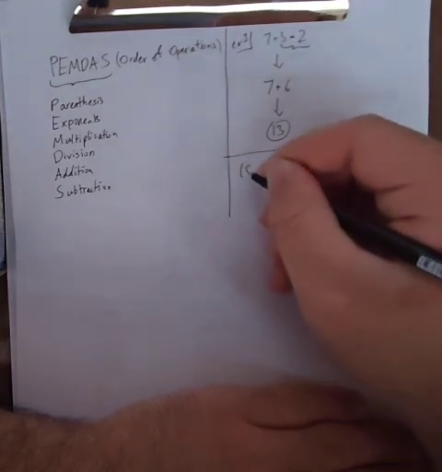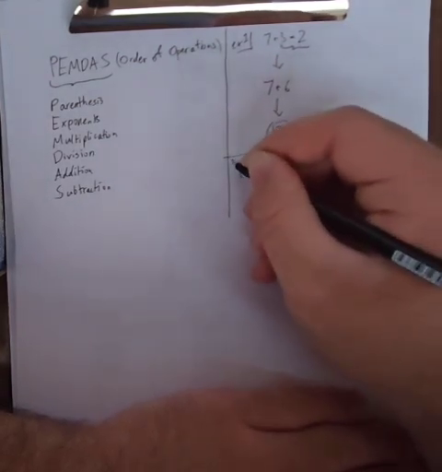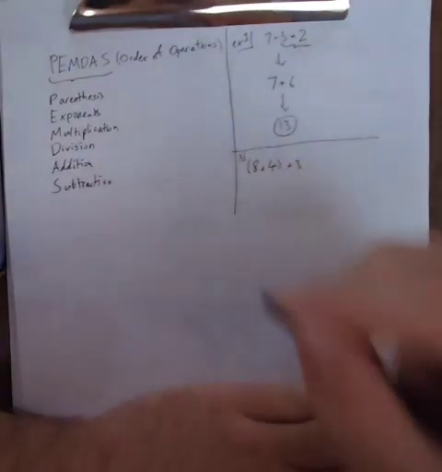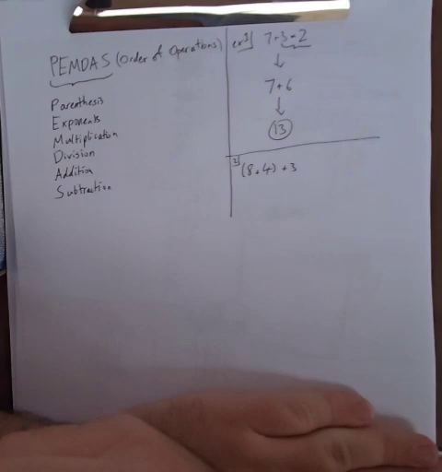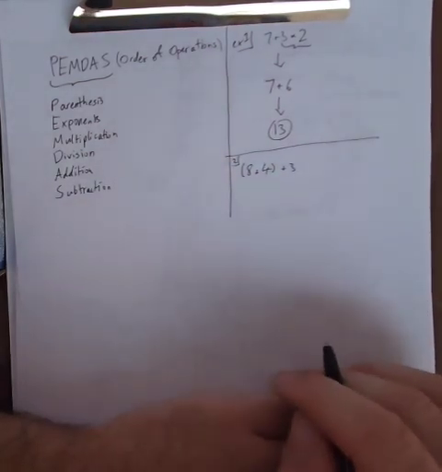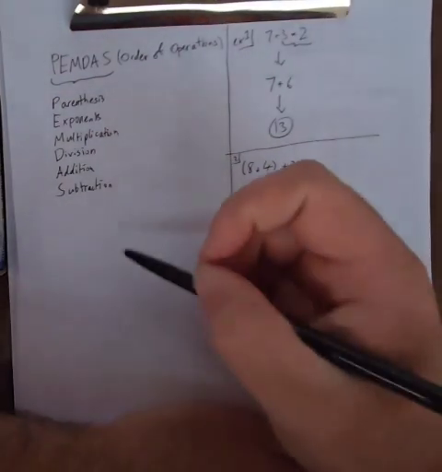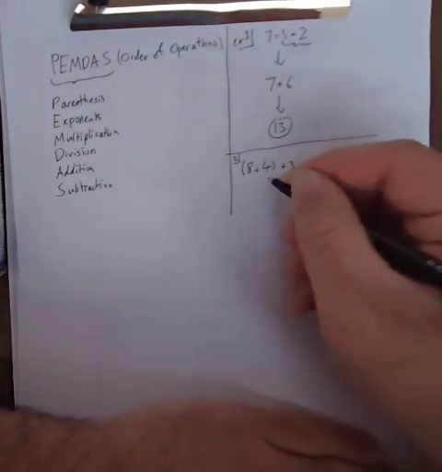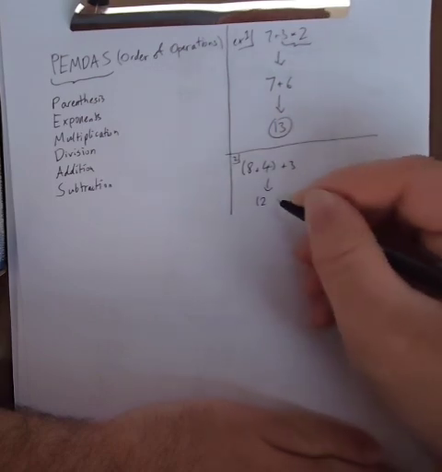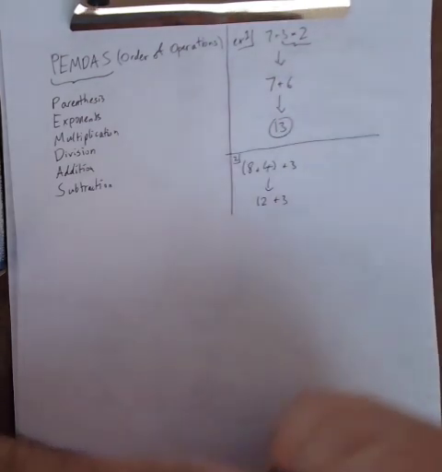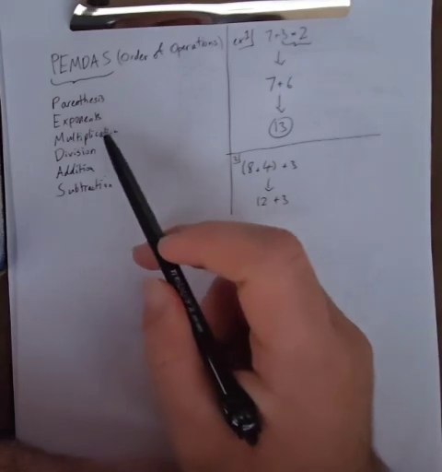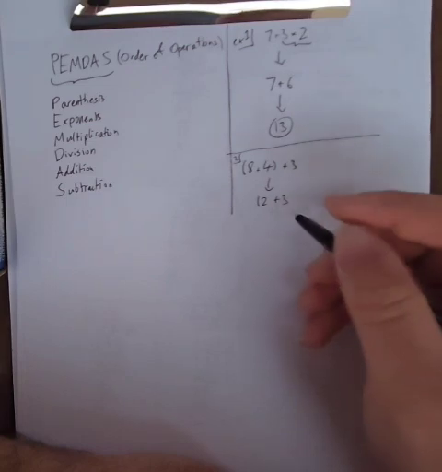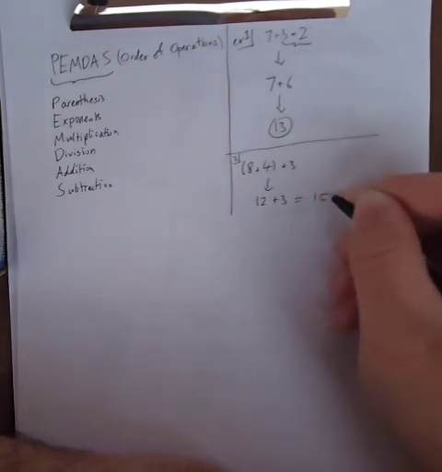Let's try this next one. So we got 8 plus 4 in parentheses, plus 3. So we have to run through the checklist now. Are there any parentheses? Of course there are. It's 8 plus 4, and 8 plus 4 ends up being 12. And we have to add the plus 3 as well, because we have to bring down the original expression. There's no exponents, no multiplication or division, but there is addition. And 12 plus 3 is just 15.